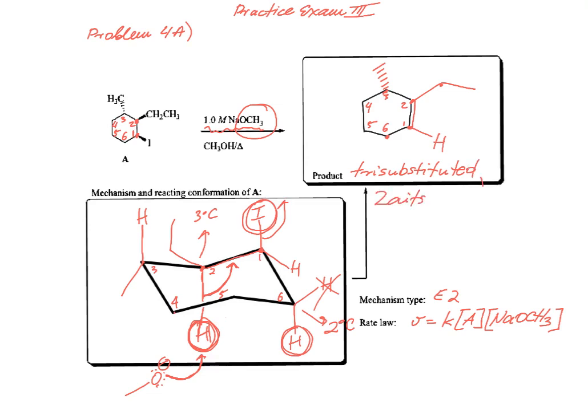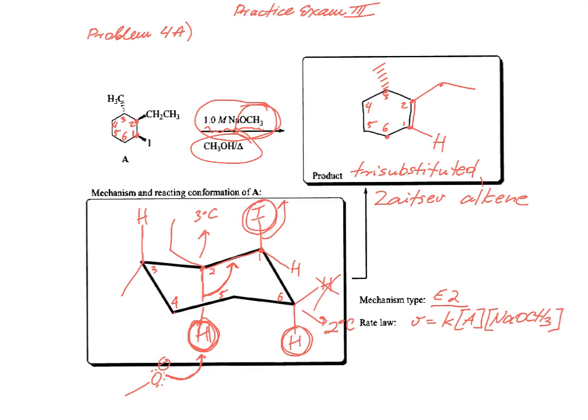Zaitsev alkene. Tri-substituted Zaitsev alkene is generic designation of the product. Mechanism type is E2, and again we recognized E2 conditions by looking above the arrow. We had strong base, concentrated base, and alcoholic solvent, no addition of water in this case, a little bit of heat, and therefore E2 elimination.